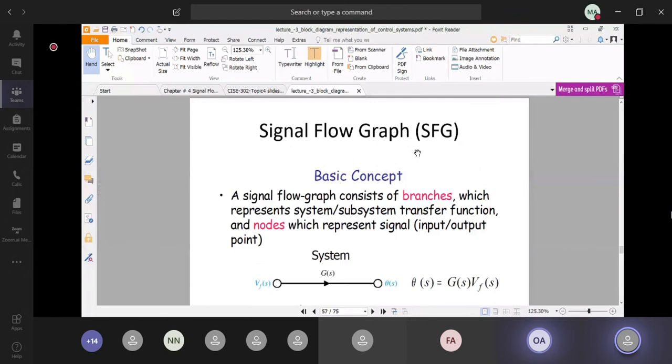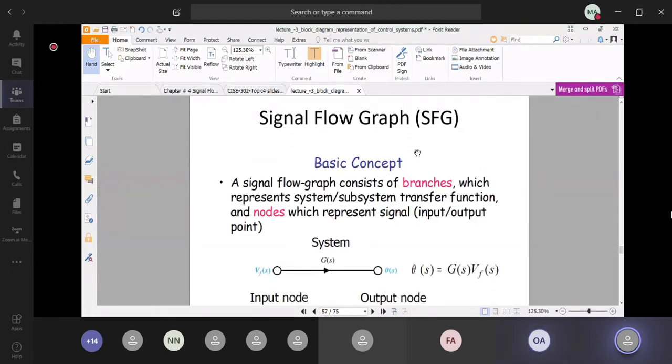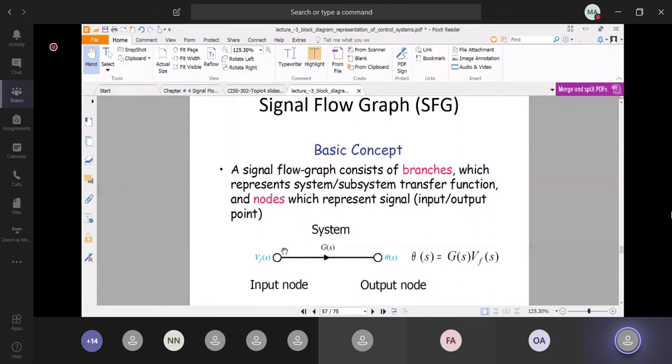What is the signal flow graph? In the signal flow graph, we represent any node, which can be a summation, the input, or a pickoff, by a node. If I have a summation, I label it by a node. If I have the input, I label it by a node. Also, the pickoff point, I label it as a node.